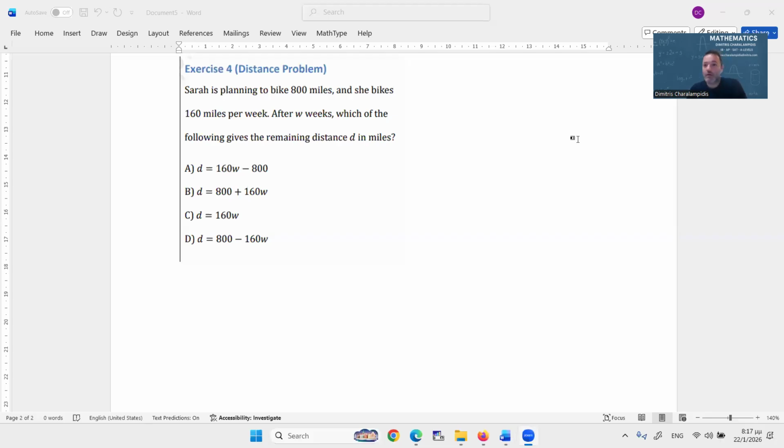Exercise 4 from the set number 8 from my own SAT papers. It's a distance problem. Sarah is planning to bike 800 miles.